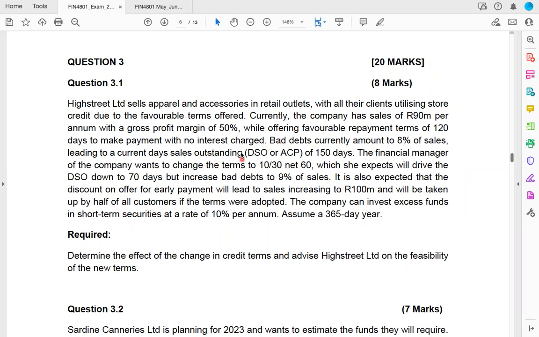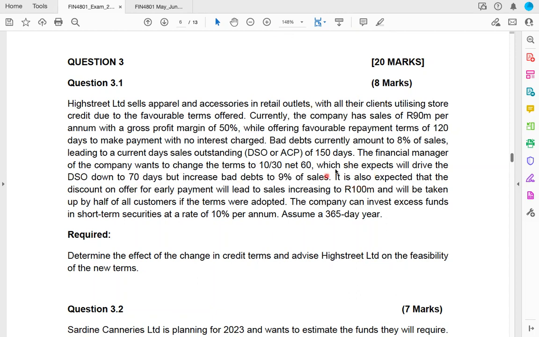right? And then currently on average, clients are taking 150 days to pay. That's the current days of sales outstanding, right? So the company wants to change its credit standards to take these current days of sales outstanding down to 70 days. It's currently 150 days. They're saying customers are taking too long. 150 days is too much. So we want to try to bring down the days of sales outstanding to 70 days, right?